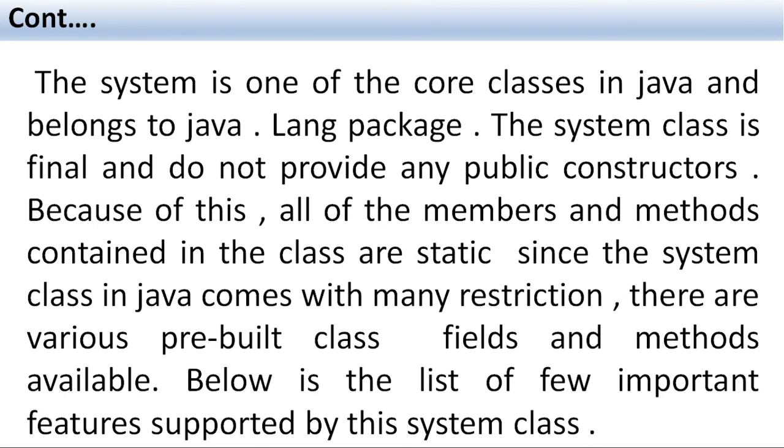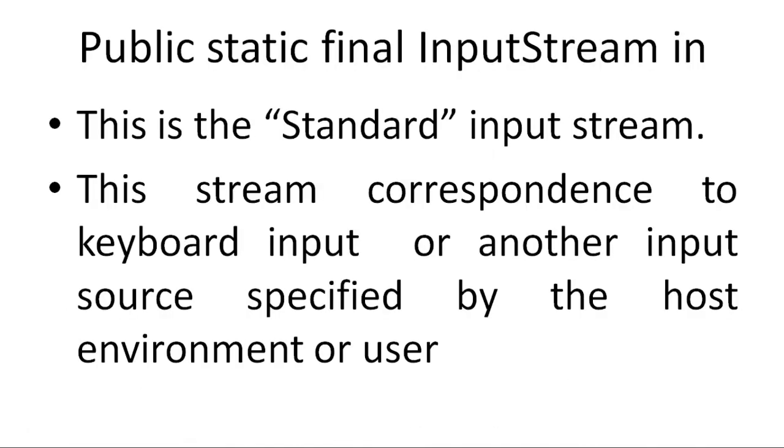System is one of the core classes in Java and belongs to the java.lang package. The System class is final and does not provide any public constructors. Because of this, all of the members and methods contained inside the class are static. Since the System class in Java comes with many restrictions, there are various pre-built class fields and methods available. Below is the list of a few important features supported by the System class.